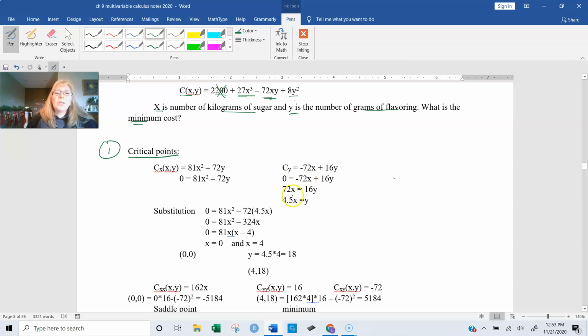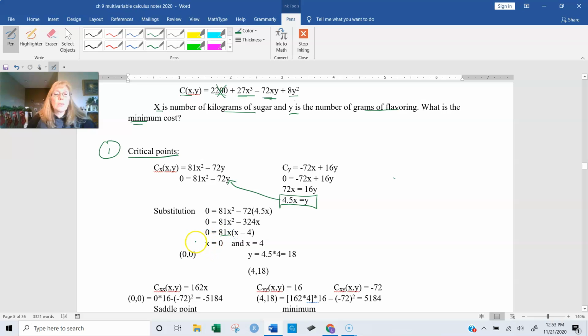We added the 72 divided by 16. So y is equal to 4.5x. I'm going to substitute that in here. Kind of chose it so I didn't have to square it. So 81x squared minus 72 times 4.5, and we've got 324x. Factor out 81x.